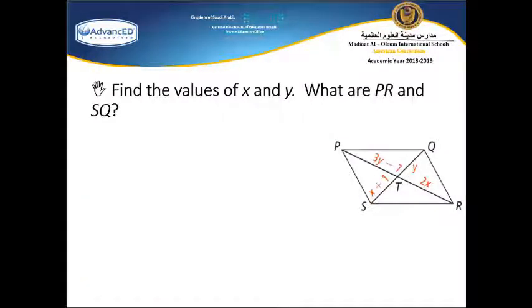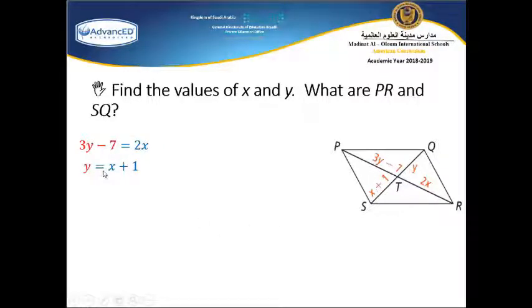Let's solve the next one. Find the values of x and y. What are PR and SQ? Also, this is a parallelogram. By the same idea, we know that the two diagonals bisect each other. That means x plus 1 equals y, and 3y minus 7 equals 2x. Y equals x plus 1.